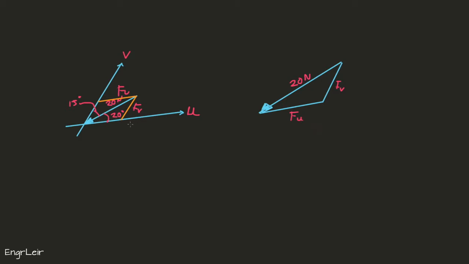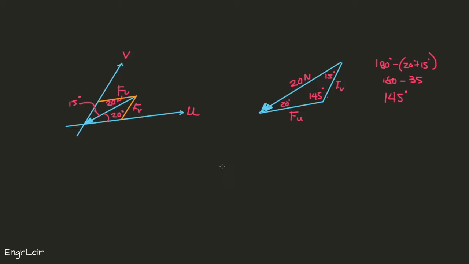Since that is 20 degrees, we write here 20 degrees. The other one is 15 degrees. And this one, it's 180 minus 20 plus 15 degrees. So it's 180 minus 35, which is 145 degrees. So this one is 145 degrees.